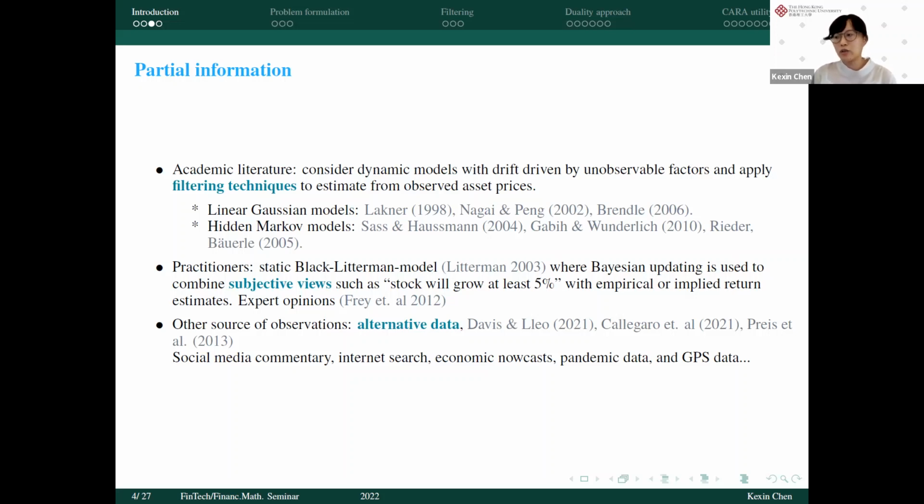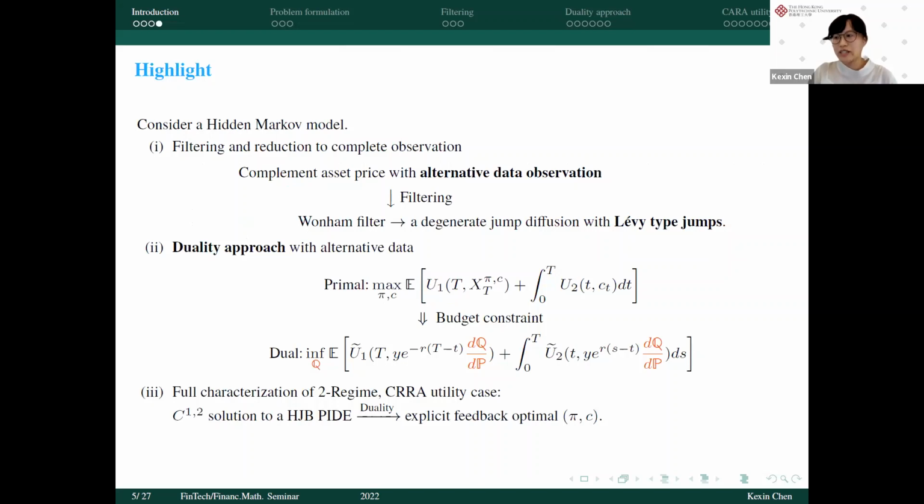So we are interested in the following two questions. How to determine the optimal strategy with the advantage of alternative data, and what will be its impact on the decisions? In our study, we consider the expected return of the risky assets to be modulated by a hidden Markov chain, which represents different unobservable economic regimes. In our model, the investor uses both asset prices and alternative data to estimate the hidden state, and then applies these estimates to manage portfolio investments and consumption.